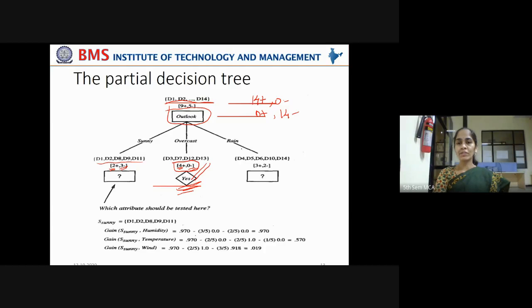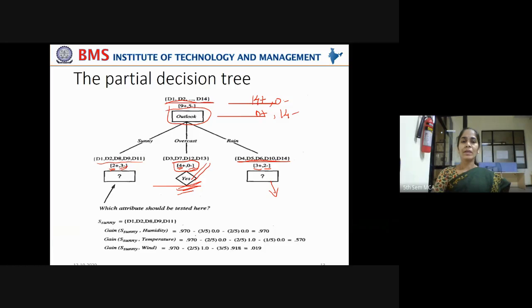When the outlook value is rain, how many of the training examples are having outlook value as rain? Total 5 training examples, D4, D5, D6, D10 and D14. Out of them, how many are positive? 3. How many are negative? 2. Again, there is ambiguity, there is uncertainty in the classification. It means the decision tree has to still consider some more attributes in order to make this classification proper, pure enough. Okay, so still there are 3 positive and 2 negative examples. So further attributes have to be considered.